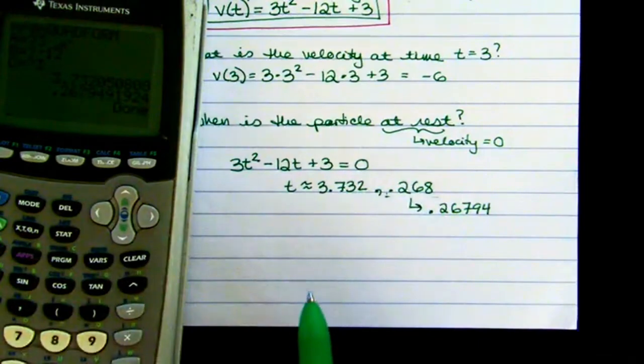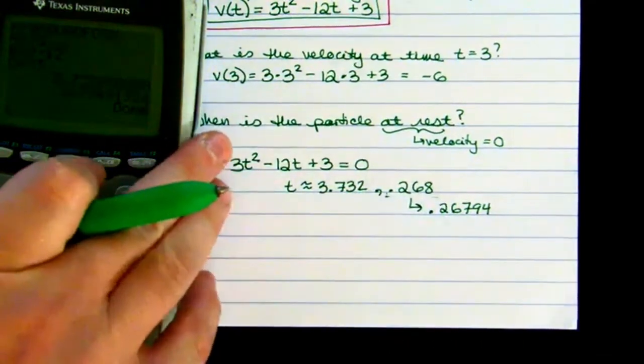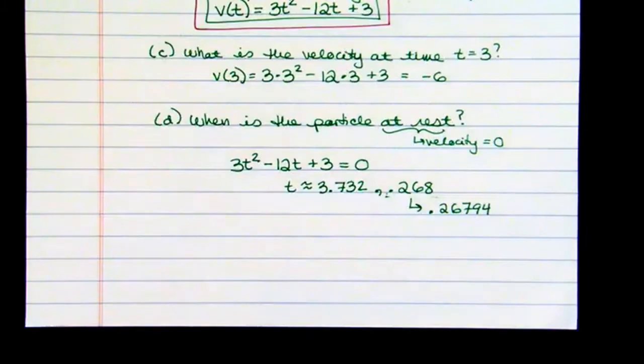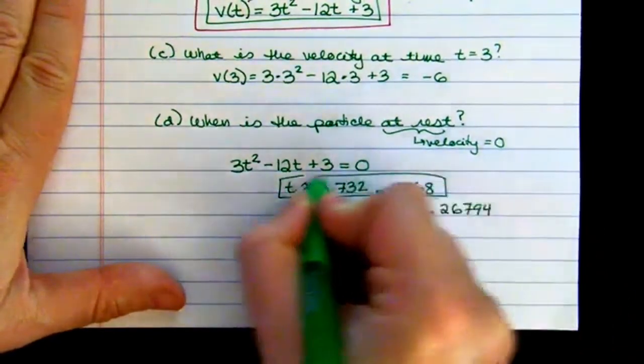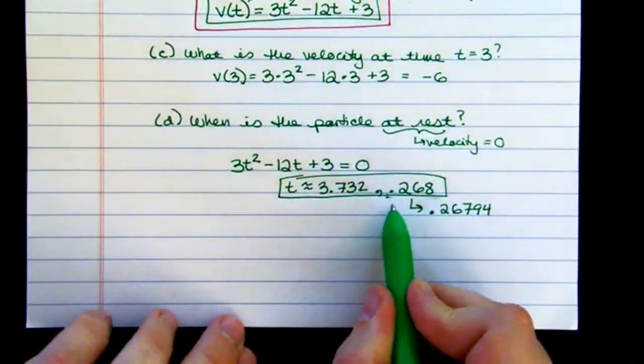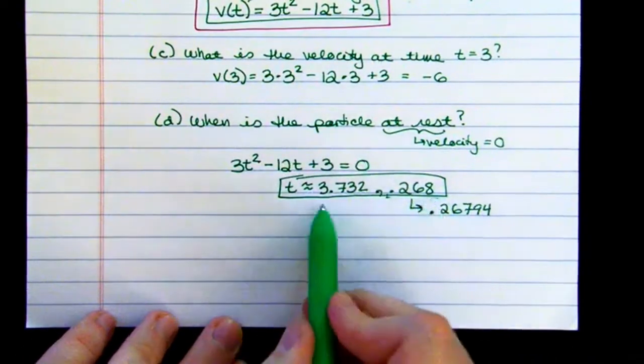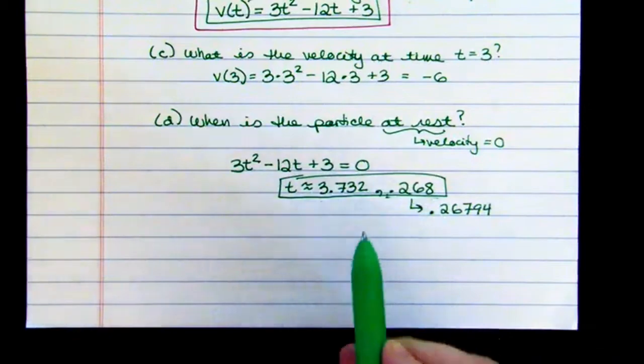So that's going to be my rule every time we use the calculator in here: to give an answer accurate to 3 decimal places. There were 2 times when our particle was at rest. It was at rest in the beginning for a split second at 0.268, and then again at 3.732.